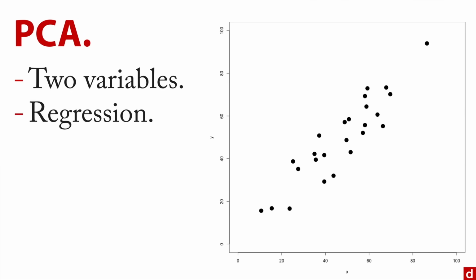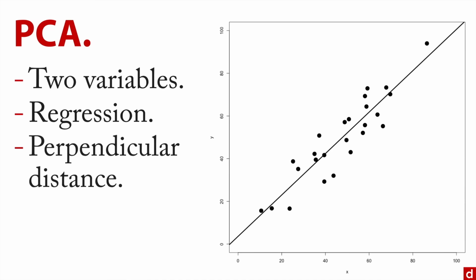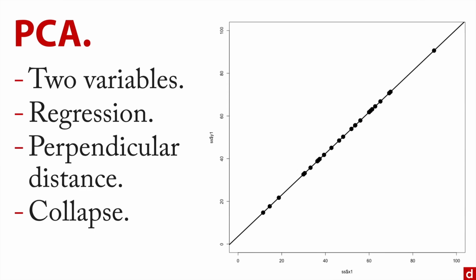Well, what we're going to do is we're going to draw a regression line through the data set, and it's there about 45 degrees. And then we're going to measure the perpendicular distance of each data point to the regression line. Now, not the vertical distance. That's what we would do if we were looking for regression residuals, but the perpendicular distance. And that's what those red lines are. Then what we're going to do is we're going to collapse the data by sliding each point down the red line to the regression line. And that's what we have there.